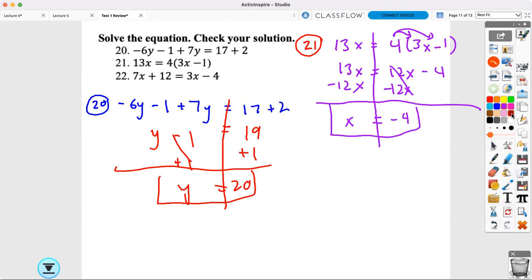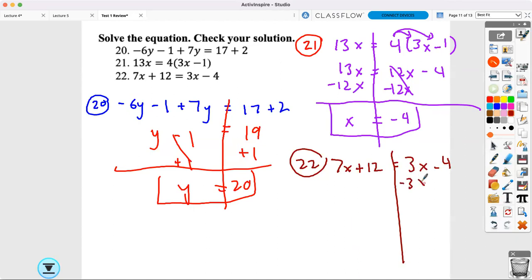22. We have 7x plus 12 equals 3x minus 4. Now remember, the goal is to get x on one side, so I'm going to subtract the 3x as it's positive. Cancels out. 7 take away 3 is 4x. Then we have plus 12 equals negative 4.